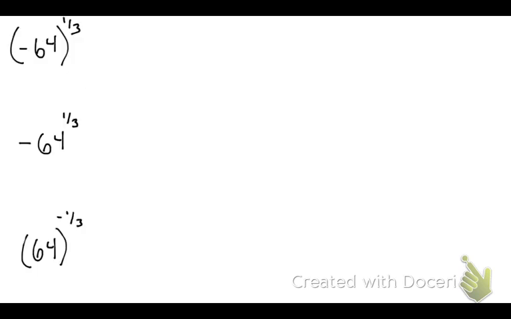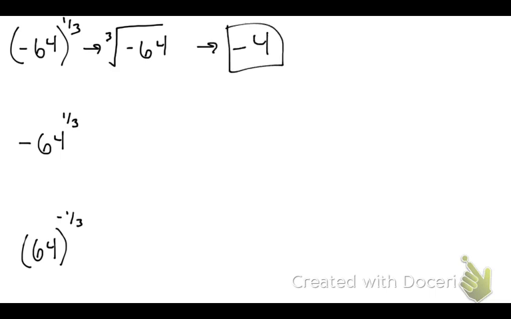Now, these look to be really similar, but they're actually all different. Here we have negative 64 all to the 1/3 power. Well, that means the same thing as the cube root of negative 64. And the cube root of negative 64 is just negative 4. The second one is different, although you happen to get the same result.